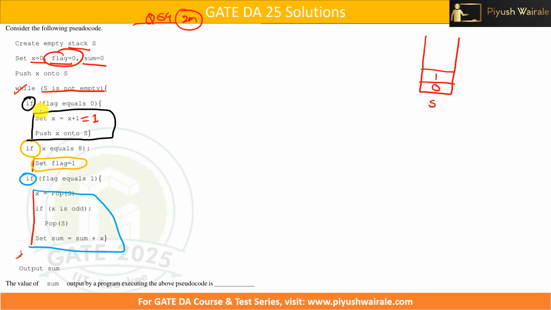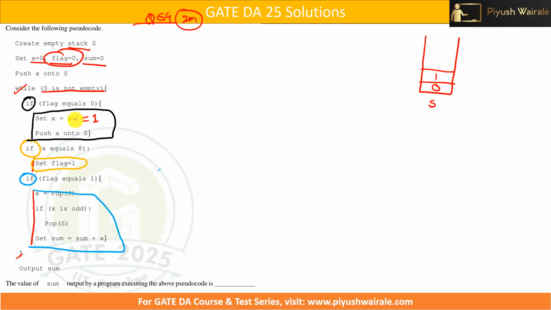Okay, so for the first one, flag equals 0. Yes, set x equals x plus 1. We have added x equals 1 here. That's it, and all these other if statements are false here, right? Now again we are going back to this while condition. Again we are checking if S is not empty. That is true. If flag equals 0, yes, that is true.